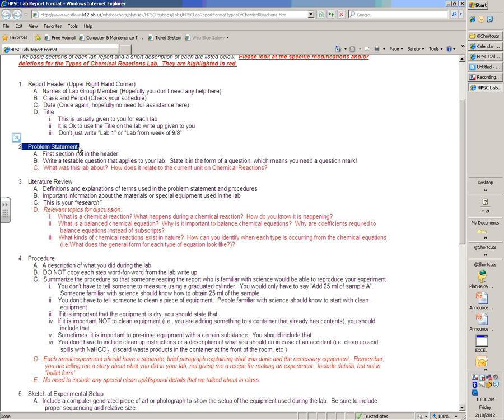If you look at the parts in red, those are the parts that are going to tell you about what you need to include and things you need to think about as you're writing it up. So the red part says, what was this lab about? How does it relate to our current unit on chemical reactions? So addressing those things, you should be able to come up with a question that relates to this lab.